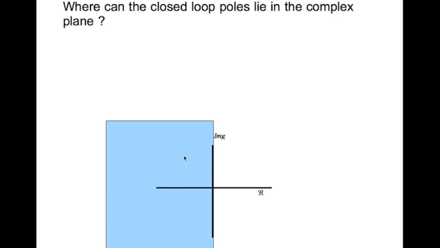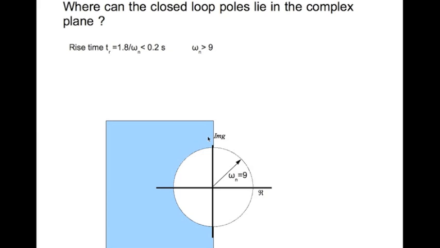What happens is, as you put constraints or time domain specifications, you carve out regions of this left half plane as invalid. For example, let's say our rise time, which is equal to 1.8 divided by omega n, is less than 0.2 seconds, which means that omega n should be greater than 9. So you can't have roots inside a circle of radius 9. The only valid region is whatever is left on the outside.